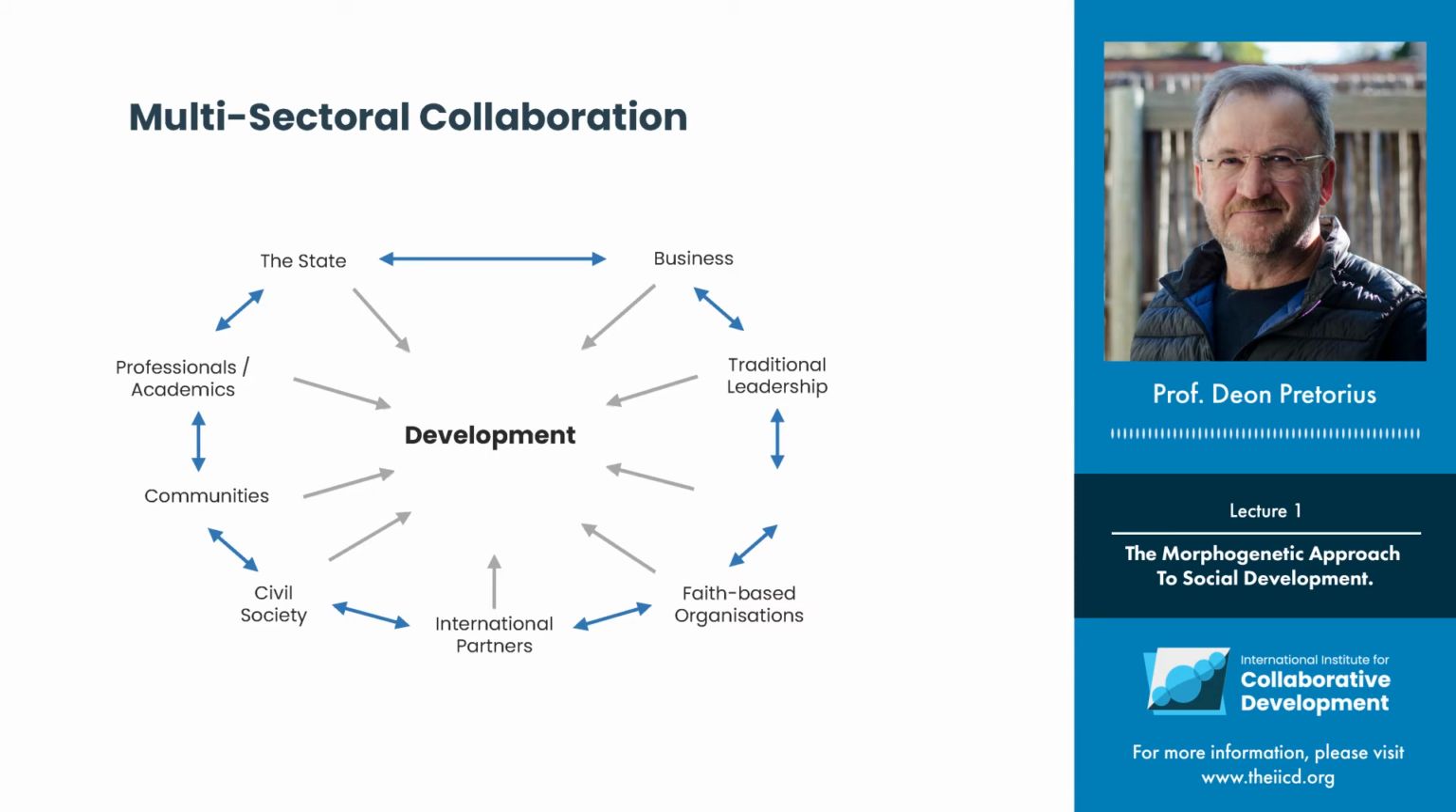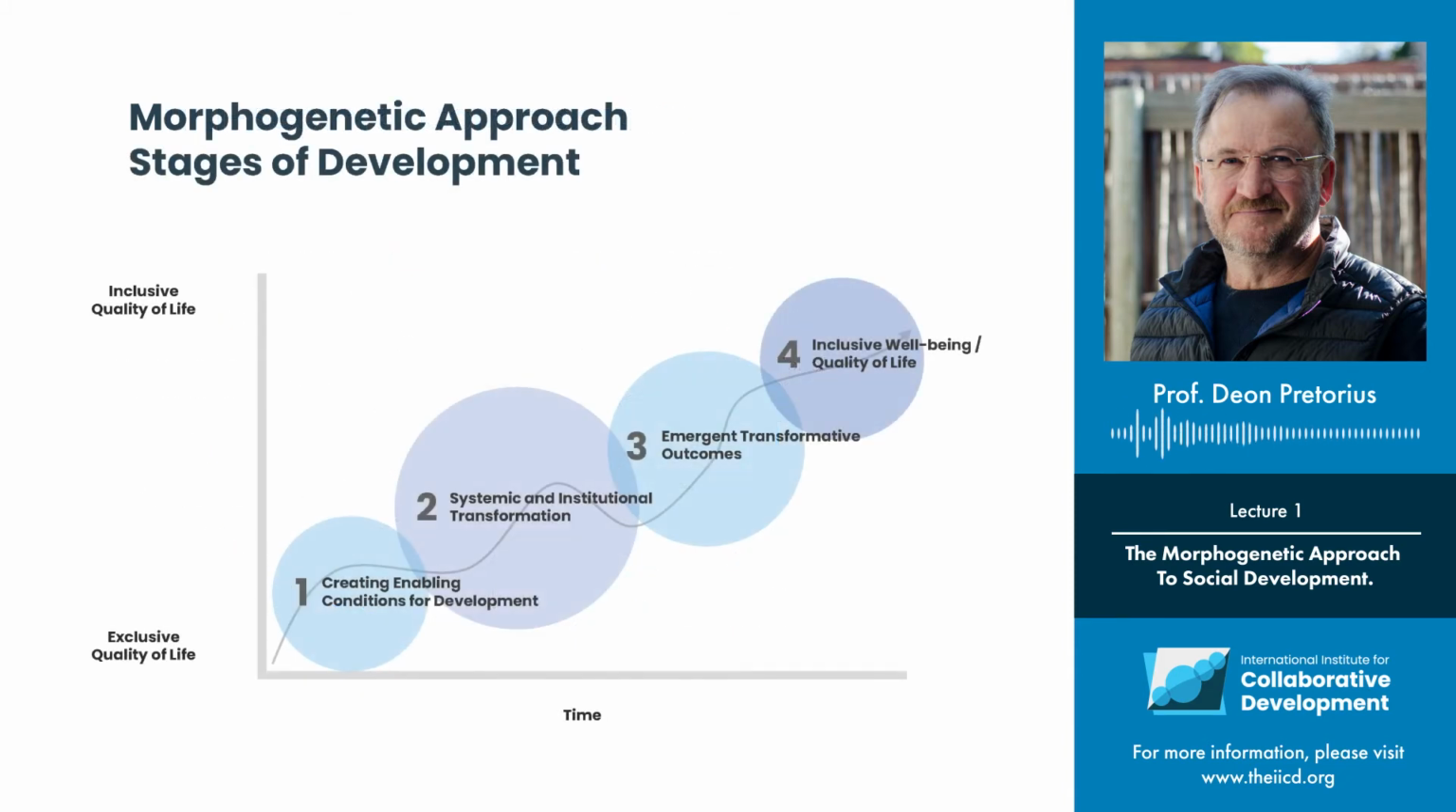For the purposes of facilitating local development, it is possible to depict the process of development over time by identifying four generic stages of development. And the terms that are used for this purpose are used deliberately to resonate with a South African and an international development debate and discourse. So the first stage of development can be described as creating enabling conditions for development. The second stage is system and institutional transformation. The third is emergent transformative outcomes.